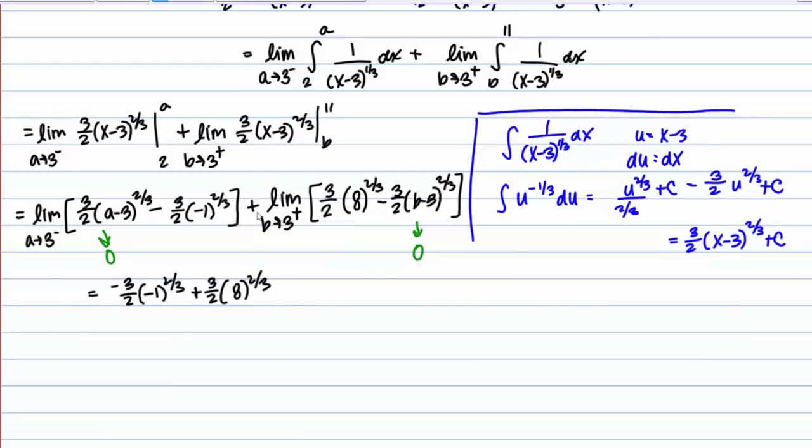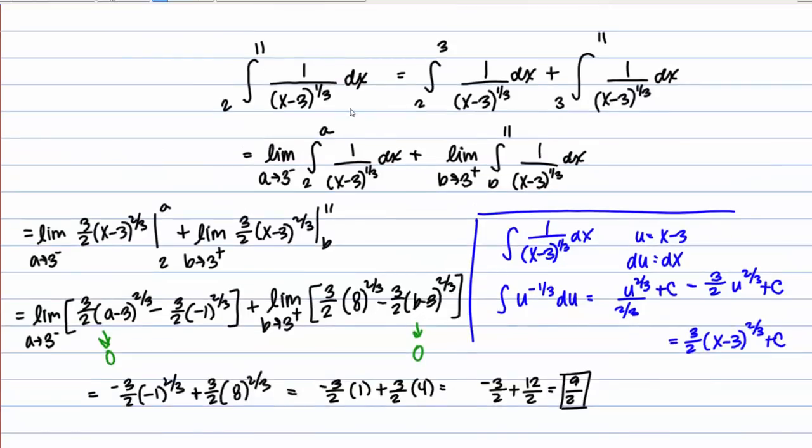Now we can simplify this a little bit because negative 1 to the 2/3 power is just 1. We can think of that as negative 1 squared, which is 1, and then to the 1/3 power gives us 1 again. And then 8 to the 2/3 power is 4. So we end up with negative 3/2 plus 12/2, or 9/2 in the end. So this particular integral actually converges to this finite value of 9/2.